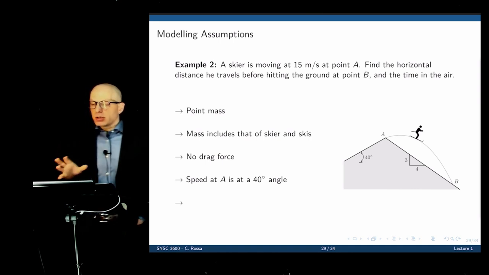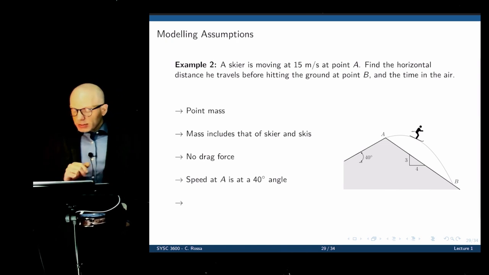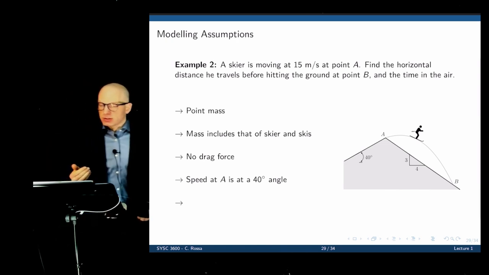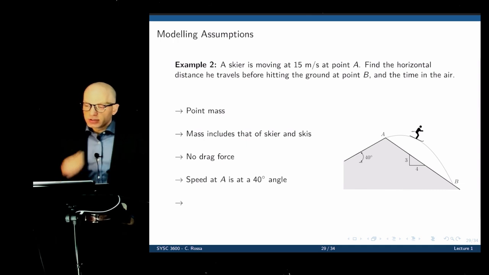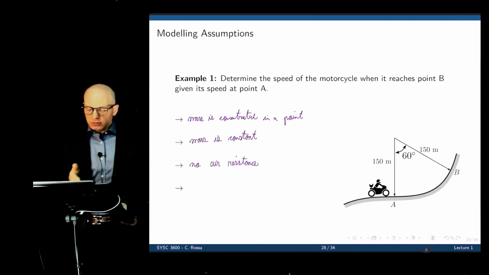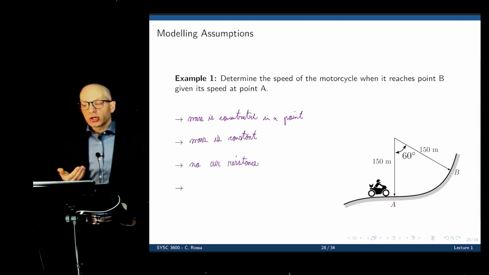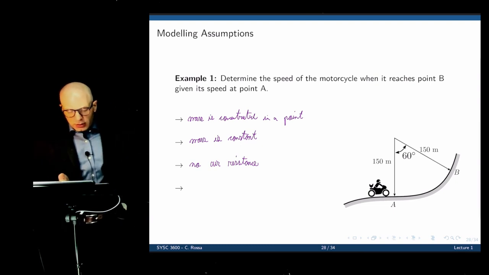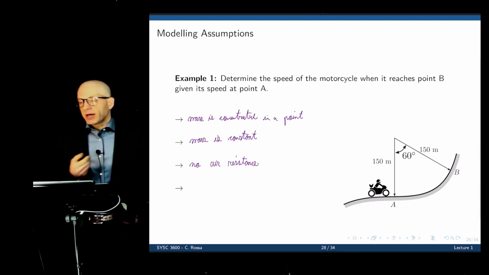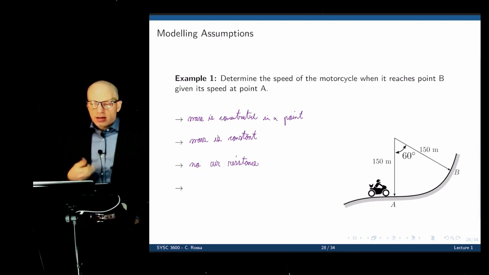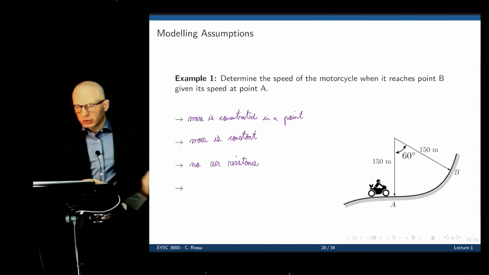So we have to make these modeling assumptions in two ways. The first one is to simplify the problem itself. And the second one is to make the systems linear time invariant. Most of these systems would not be. For example, if you consider the drag force on the skier, that would be a quadratic function, so that will not work as a linear system. But if you neglect that, or if you assume an approximate linear model, that might be a good approximation. And here, for example, in the motorcycle, we assume the mass to be constant, even though it is not; it might have a negligible effect on the results.